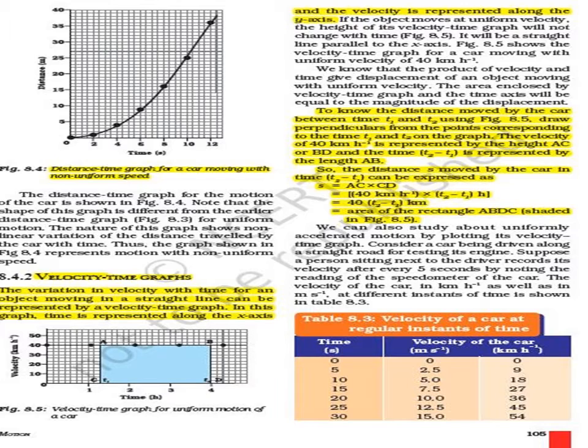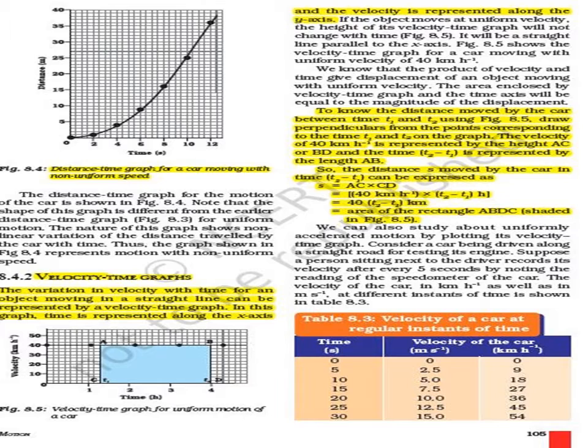So this forms a rectangle. The velocity of 40 km per hour is represented by the height AC. Here we can see from the graph that the velocity of our car is 40 km per hour, because the graph is this straight line, and this straight line corresponds to 40 km per hour, and the time is t2 minus t1. This t2 can be 4 seconds and t1 can be 1 point something, so we use only t1 and t2 as convention. That is, the time interval from A to B is t2 minus t1.